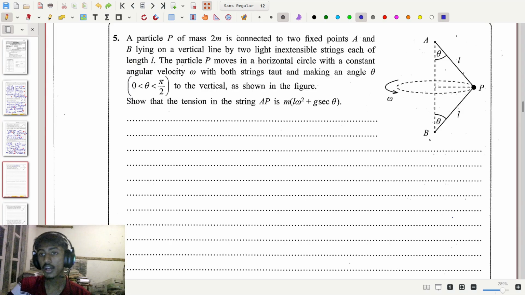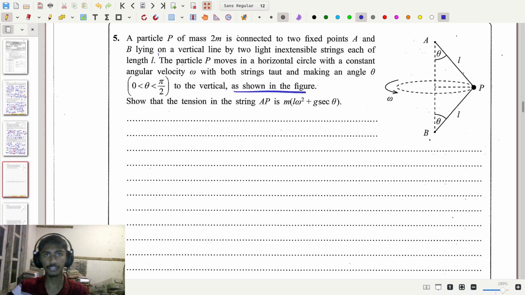So as you can see, our particle P is connected to two points A and B by two strings each of length L. The particle P moves in a horizontal circle with a constant angular velocity of omega, with both strings taut and both making an angle of theta in between 0 and pi by 2 radians to the vertical, as shown in the figure.